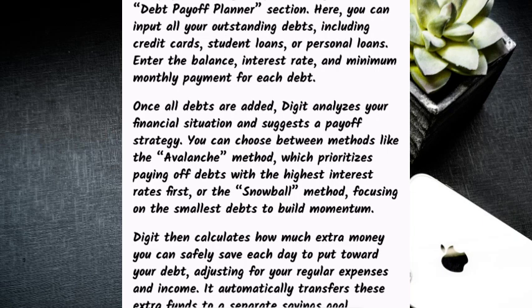You can choose between methods like the avalanche method, which prioritizes paying off debt with the highest interest rates first, or you can use the snowball method, which focuses on the smallest debt to build momentum.